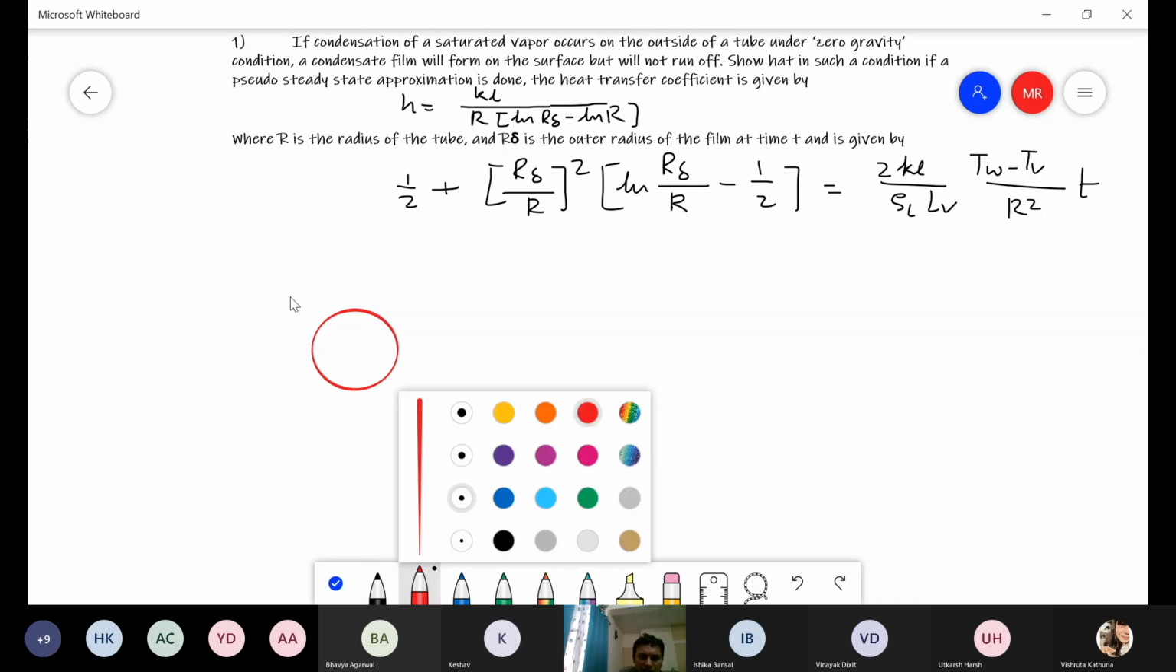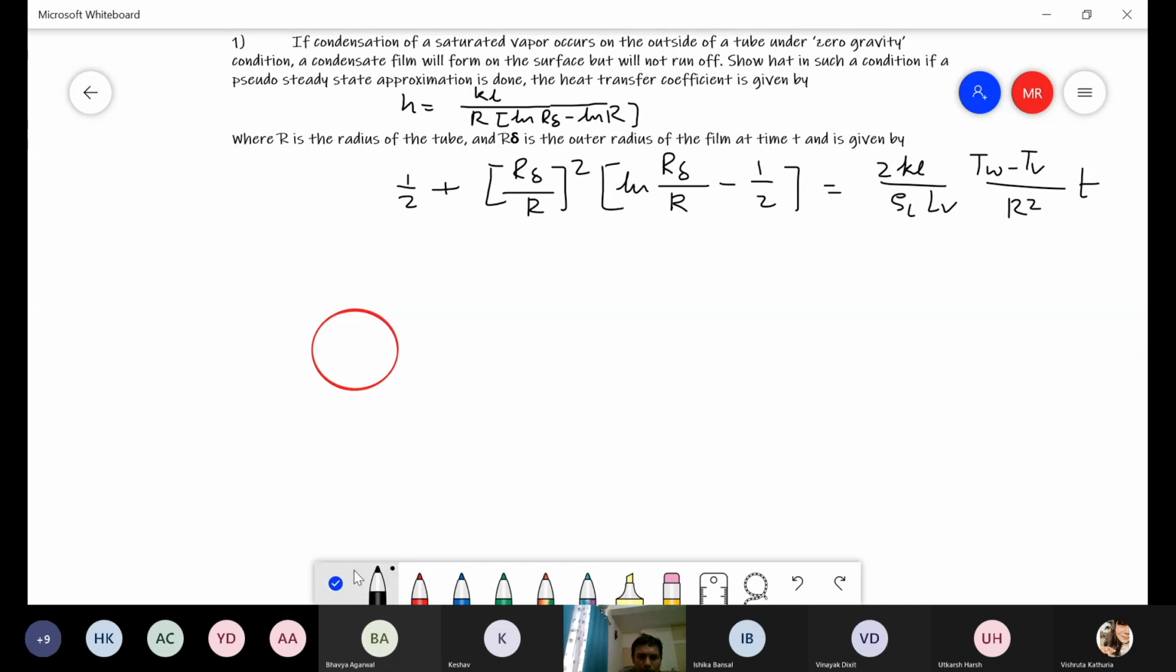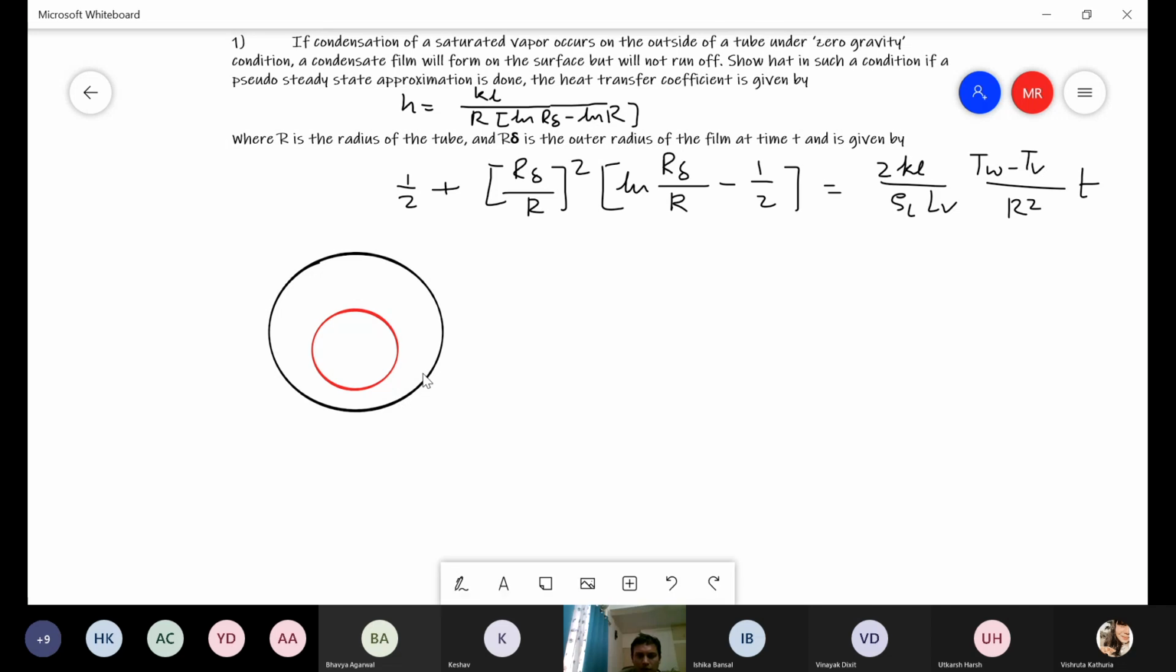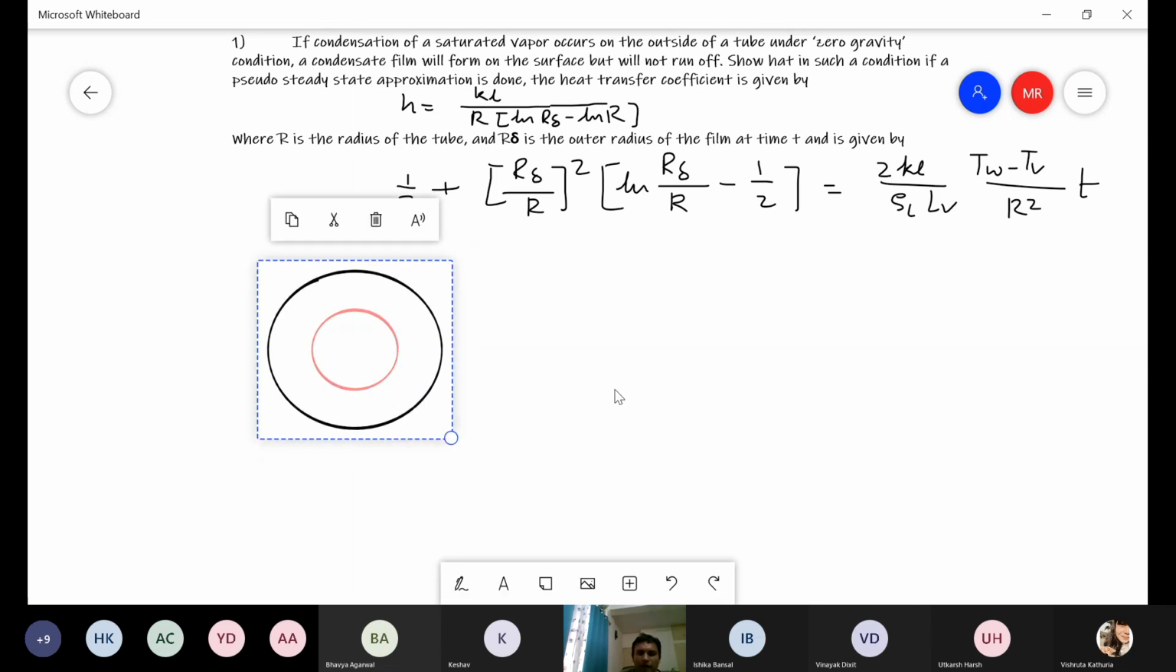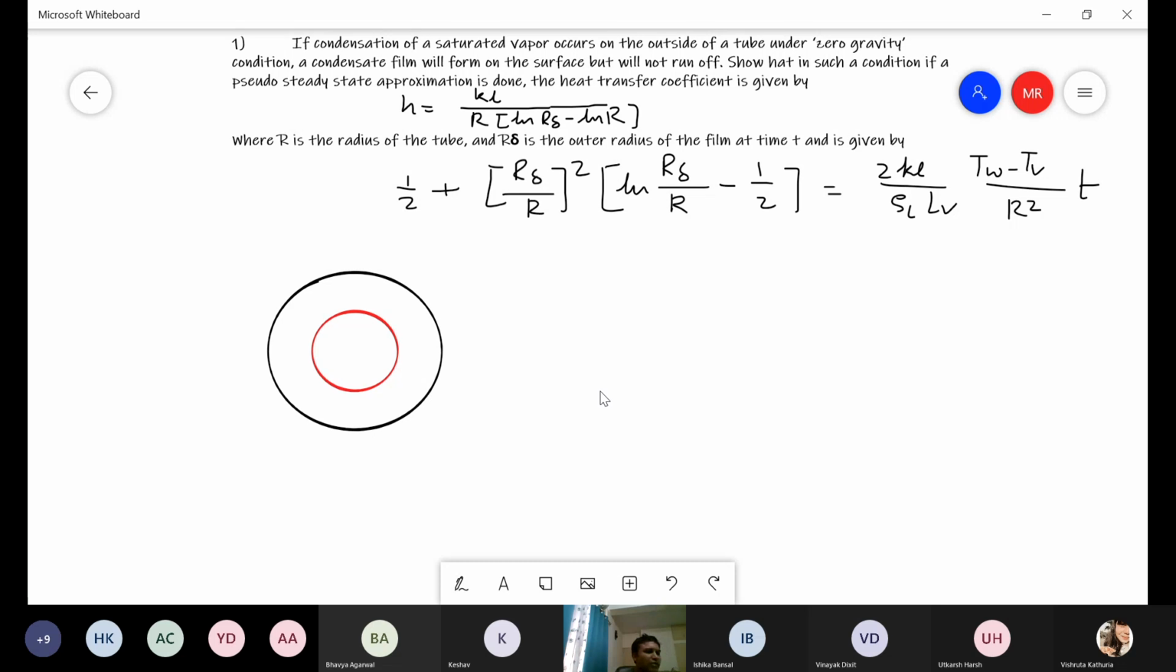Now outside of this tube, because of condensation, the film is formed outside this tube.